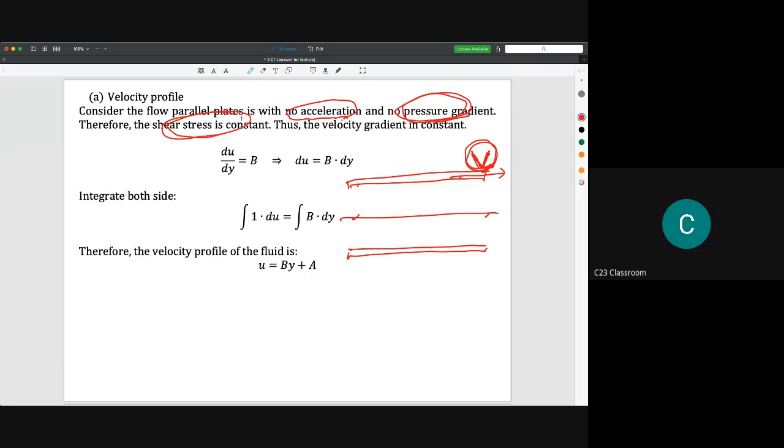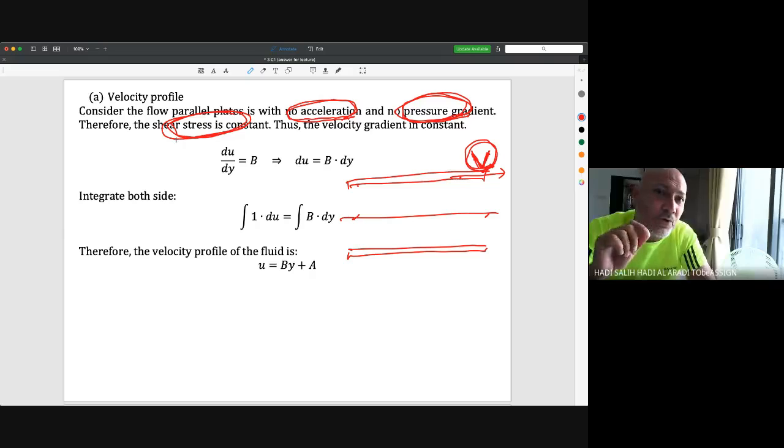Yes, of course, it should be. I think you understand everything: why we take there to be no acceleration, why we say there is no pressure gradient, and then why the shear stress is constant. So what is confusing you? I'm not talking about the straight statement, just what they have said here. No acceleration means acceleration is zero, and the pressure gradient too.